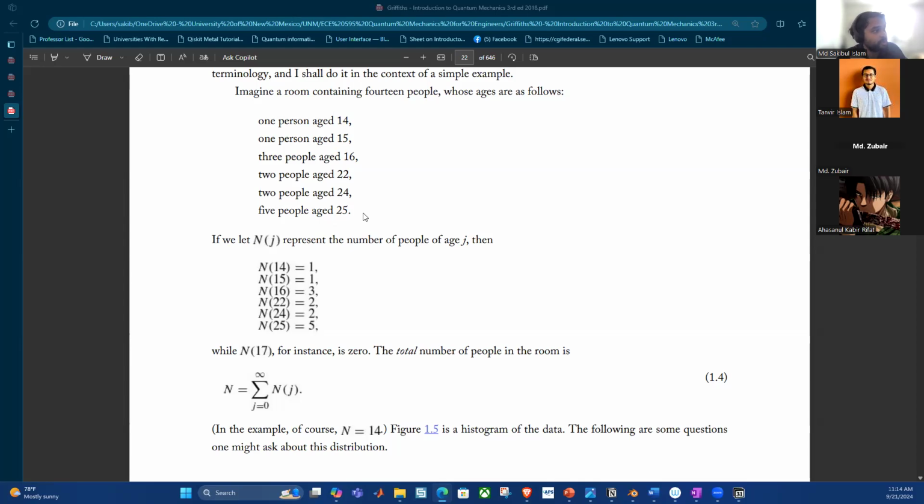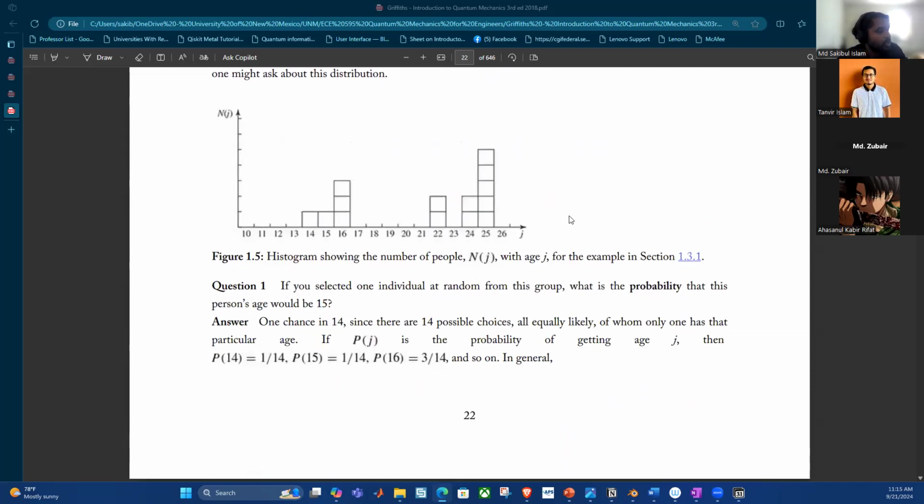This group has 14 people, and what could be the probability that a particular person is 24 years old? That means there are 2 people out of 14, 2 divided by 14. That is the probability that a particular person could be 24 years old. So that's how we can calculate probability.